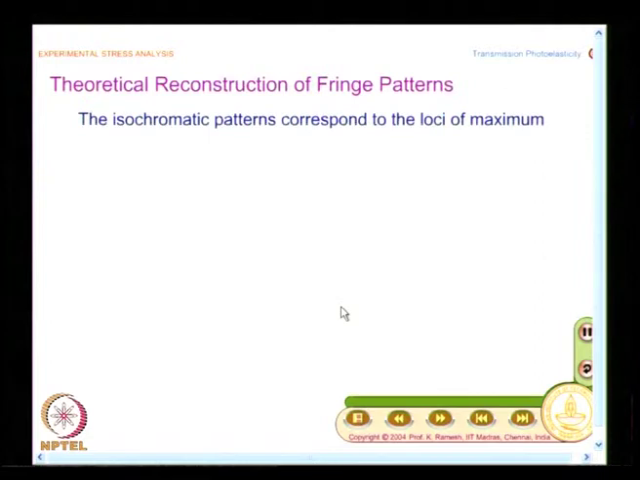And even the thickness variation you can do by a very simple mathematical step. You do not have to worry that depending on the fringe gradient I should go and tell the program to make the thickness so much, nothing of that sort is required. And how do I do the theoretical reconstruction? This is what we will see.